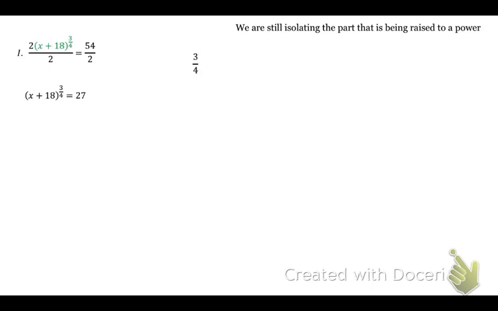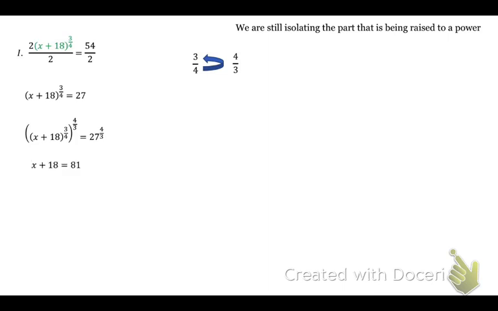Now, 3/4, I need to get rid of that power somehow. If I flip that fraction, you get 4/3. That's what I'm going to raise both sides to. So I have x plus 18 to the 3/4 power raised to the 4/3 power equals 27 raised to the 4/3 power. On the left side, those powers cancel each other out, and you're left with x plus 18.